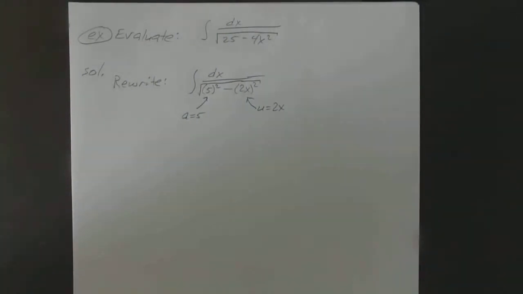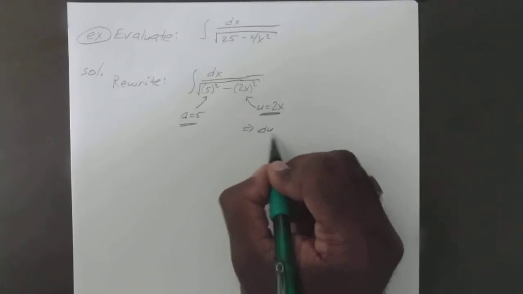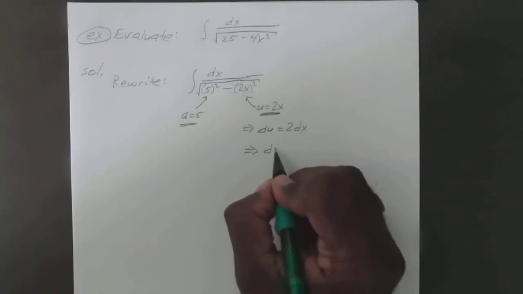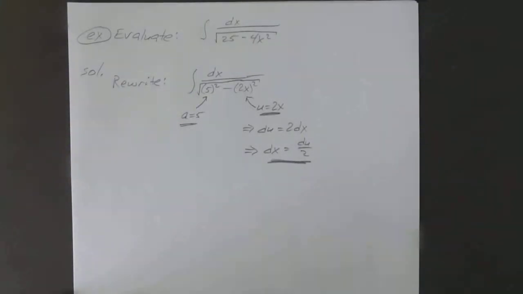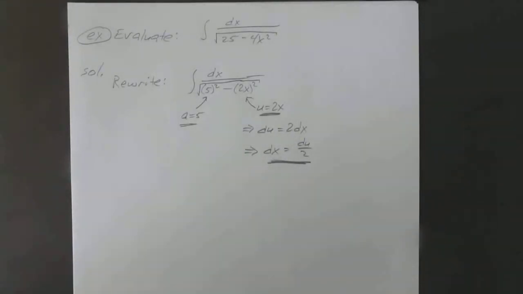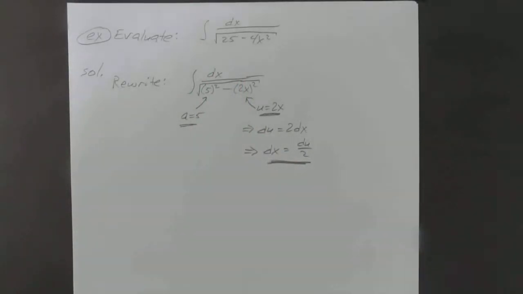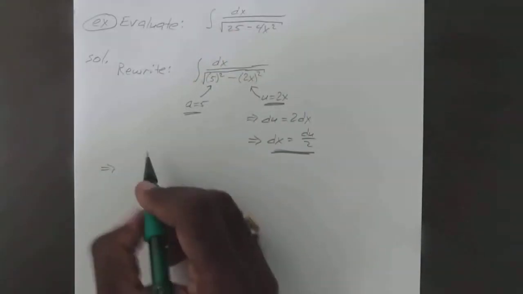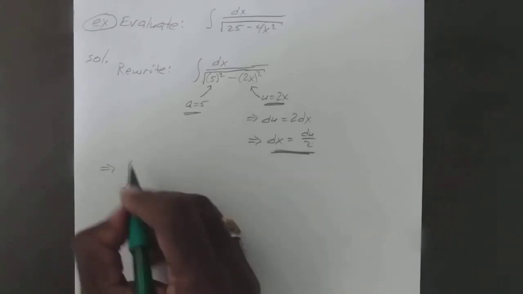Okay, so we know here that our a is equal to 5, and our u is equal to 2x. Okay, so we differentiate both sides. Our du is equal to 2 dx, which means our dx is equal to 1/2 du. Okay, so we have our a, we have our u, and we have our du, basically. All right, so all we have to do now is just substitute where we have to.